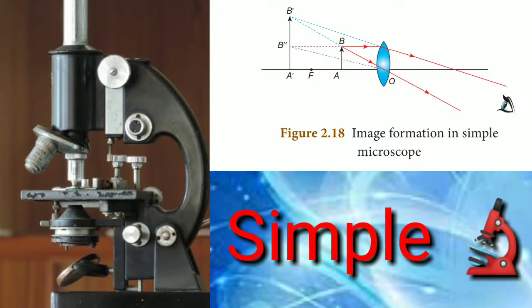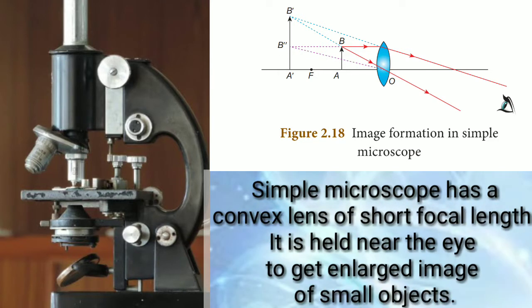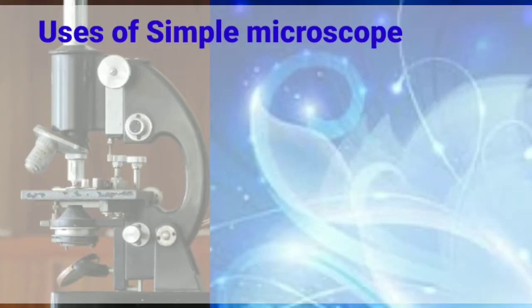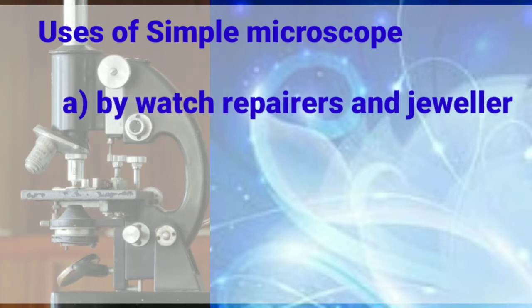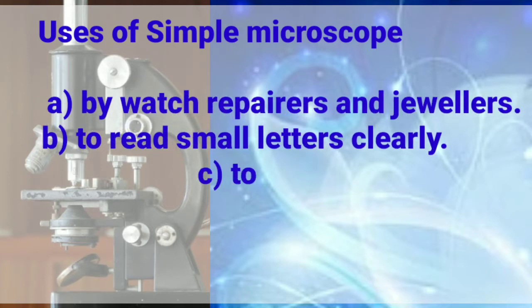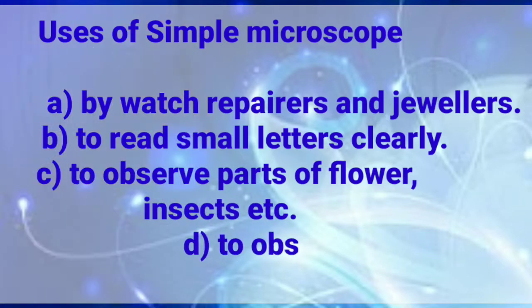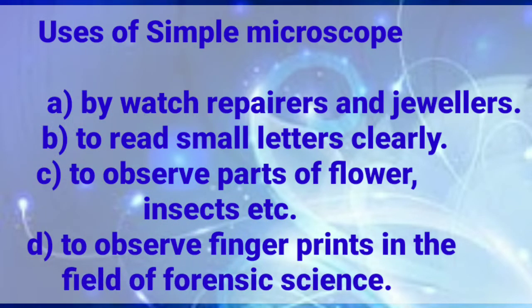First one, simple microscope. The simple microscope is a convex lens of short focal length. It is held near the eye to get the enlarged image of small objects. There are many uses of simple microscope. First one, watch repairs and jewelers. Second one, to read small letters clearly. Third one, observe parts of flower and insects. Fourth one, to observe fingerprint in the field of forensic science.